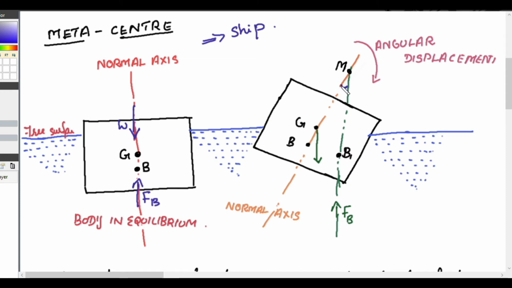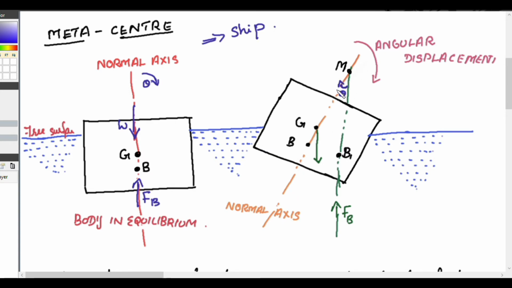Now, you are giving an angular displacement in the clockwise direction. That means this angle is theta. You are moving the normal axis in this direction by an angle theta in the clockwise direction, so that is called angular displacement. Because of this angular displacement, your normal axis is tilted by an angle theta.